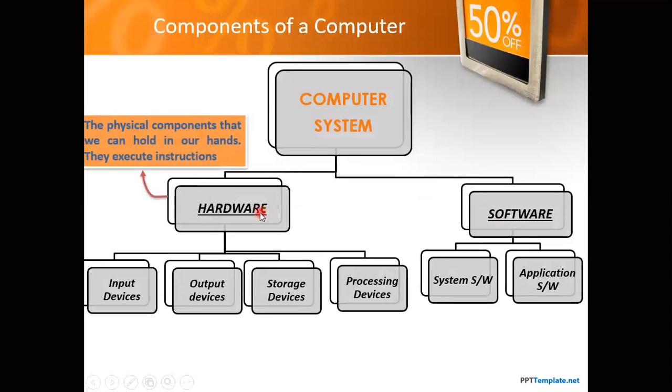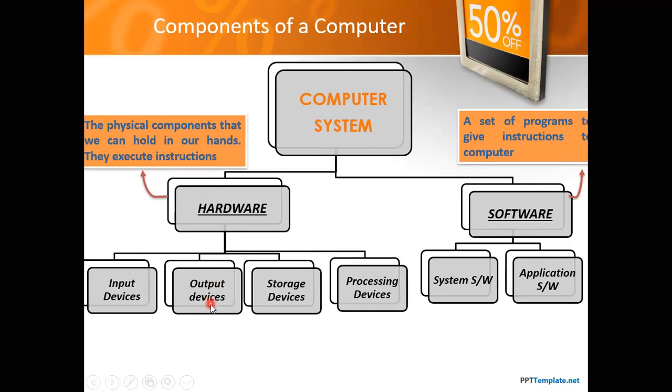Computer hardware are the physical components, the components which we can touch or hold in our hands, and these components are used to give instructions to the computer. On the other hand, software is a set of programs which are used to give instructions to the computer hardware to execute them. Then computer hardware and software are further divided into their types.